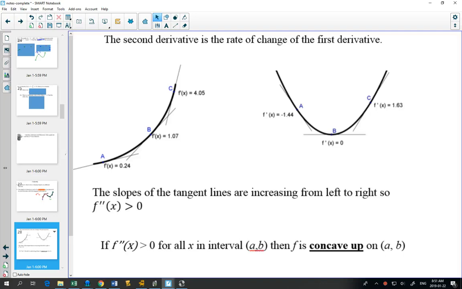So as far as derivatives go, your second derivative is your rate of change of your first derivative. So if we look at a section that's concave up, if it's going to stay concave up, let's look at our derivatives. What's happening to my derivatives at 0.24, then it goes to 1.7, then it goes to 4.05. Here it's concave up. My derivative starts as negative, then it's at 0, then it's at 1.63. Can you see that your derivatives are increasing? Yes.